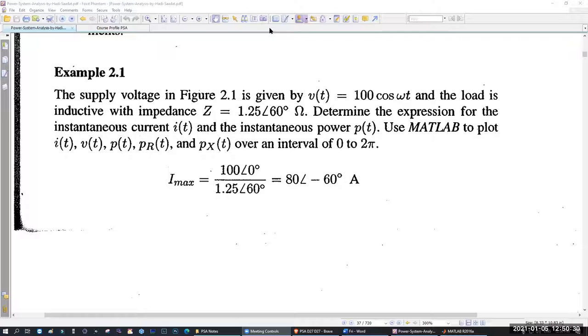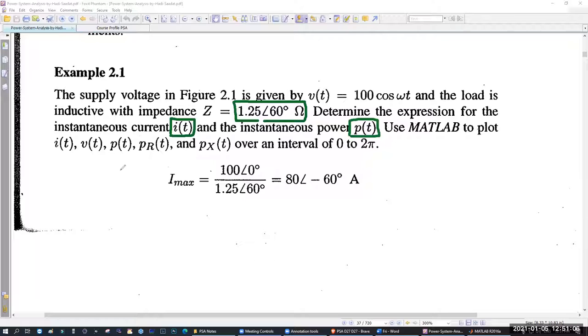A supply voltage in the figure, that one, is VT equal to 100 cos(omega t). That is the VT. And the load is inductive with an impedance of 1.25 angle 60 degrees ohm. Inductive, but it might have some resistive element to it. So 1.25 angle 60 degrees. Determine the expression for the instantaneous current. We have to find out the instantaneous current IT and the instantaneous power PT.